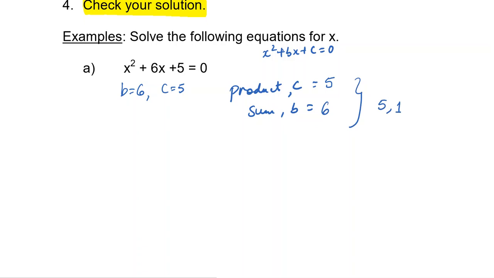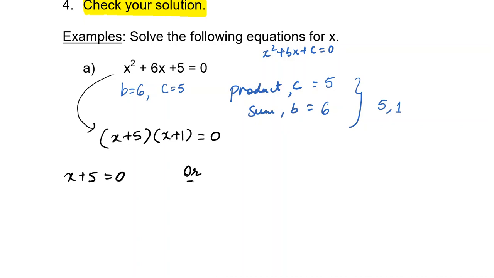Once you find your numbers, you can rewrite this as two factors. The factors are x plus 5 and x plus 1. The product of the two factors is 0, so it means either x plus 5 equals 0 or x plus 1 equals 0.